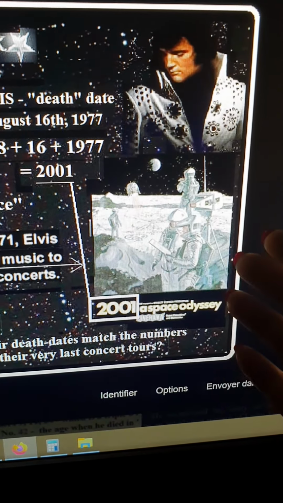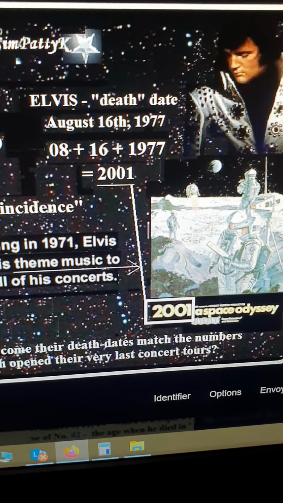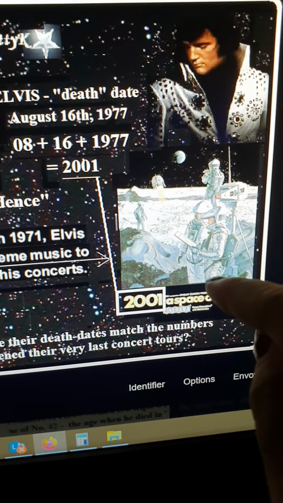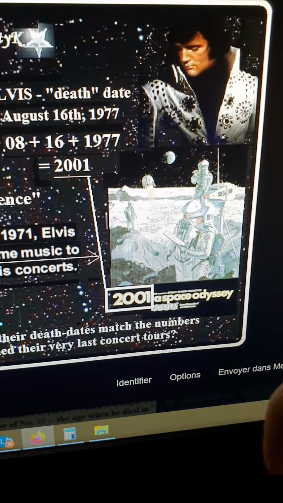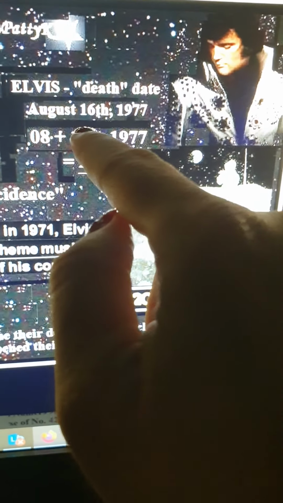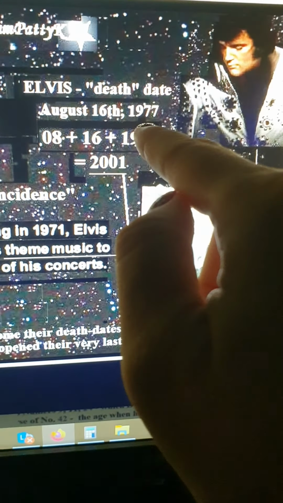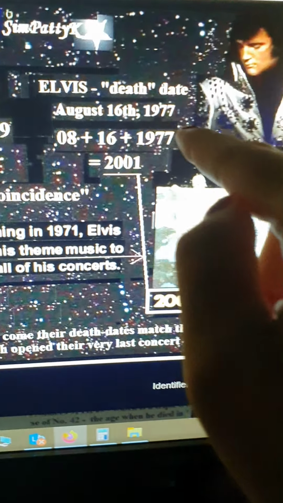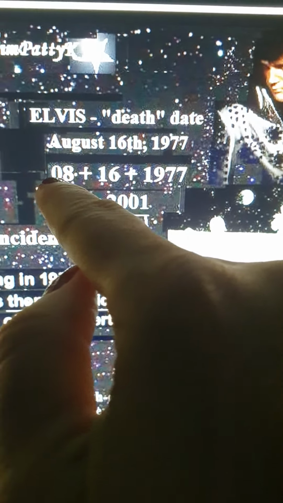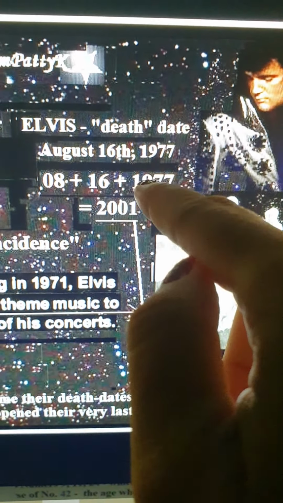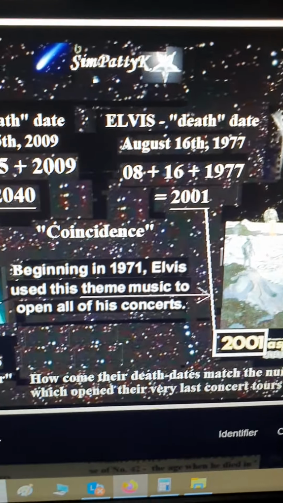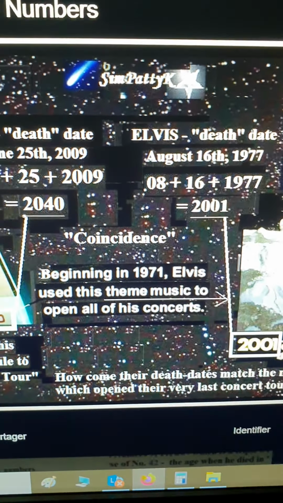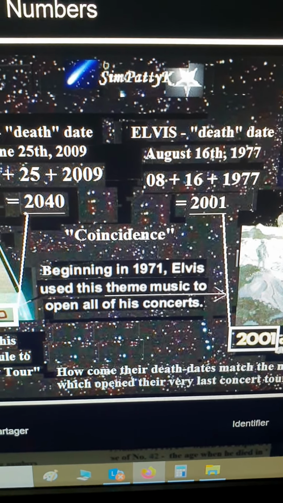Remember, this is the movie 2001: A Space Odyssey. He started all his concerts with the music theme from this movie, 2001. Now, again, if you add Elvis's death date, August 16th, 1977, August is the 8th month, 8 plus 16 plus the year, you have the total of 2001. Is this a coincidence? I don't think so.